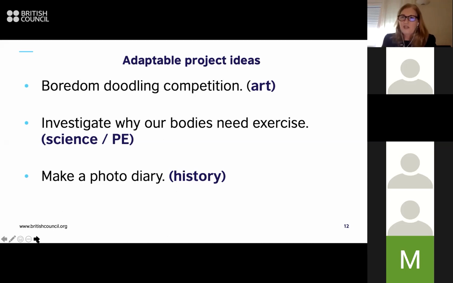If they're looking up why our bodies need exercise and things like that, it's useful to have websites with graphics and things they can understand, that aren't too text heavy, and that are perhaps more suitable for younger learners. That really helps when you're sending them off to do an investigation, to help point them in the right direction.